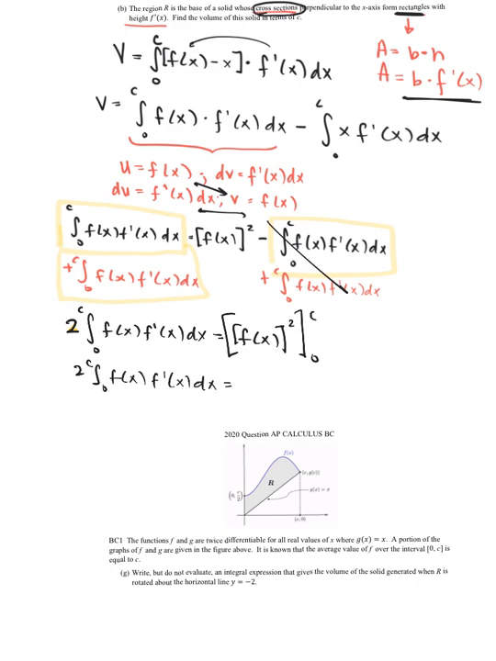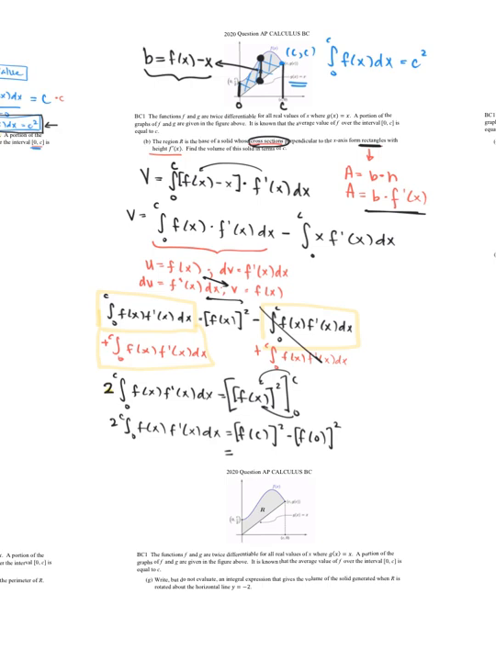And then I'm going to evaluate at c and 0. So that will be f of c squared minus f of 0 squared. And so let's see if we can figure out f of c. So we do know that. So that's given off of this ordered pair, right?